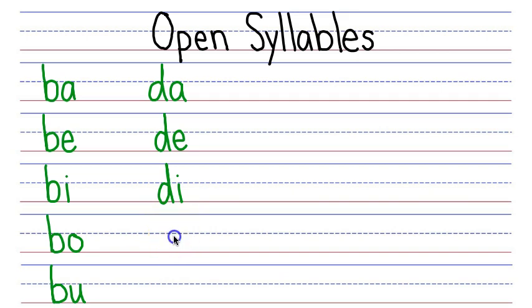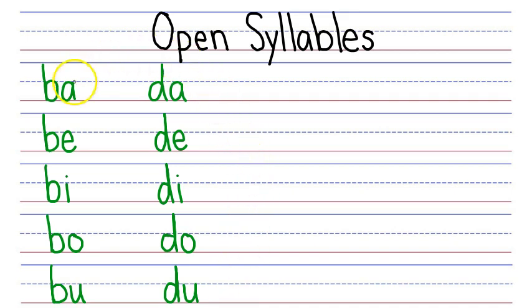Next, write doe with a D that says d, and an O that makes a long O sound, O. Doe. Doe is the first syllable in the word donut. And next, write do with a D that says d, and a U that says oo. Do is the first syllable in the word duplex, which is a house divided into two apartments.